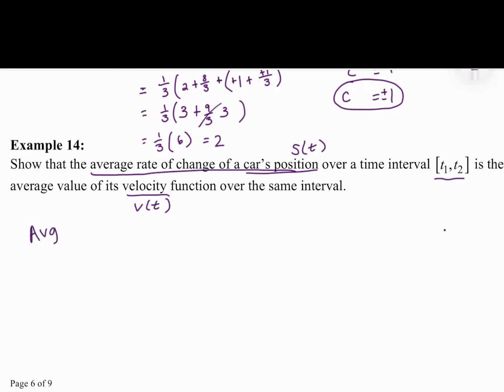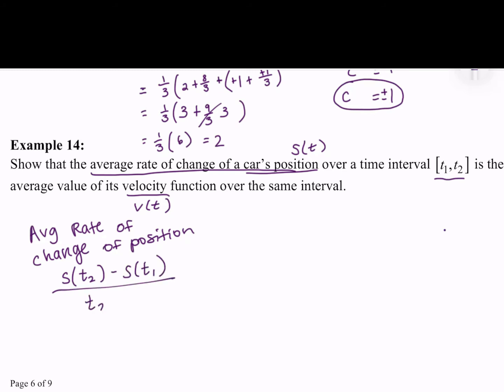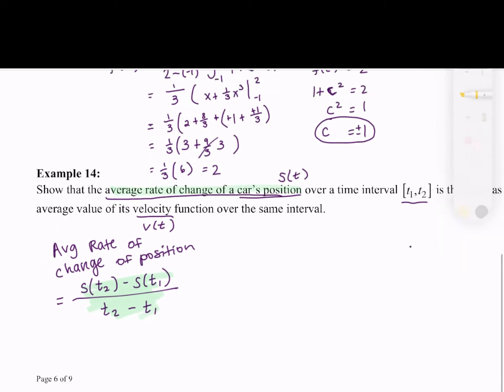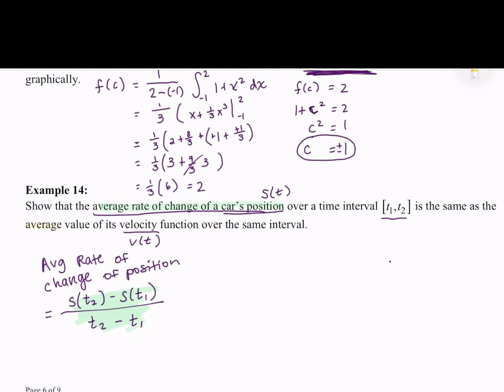So average rate of change of position, we'll use s of t2 minus s of t1 divided by t2 minus t1. This is the only information that we're given, so we're just going to use it in the general form. So here is what I got for that. Okay. The next thing we're going to solve out is we're going to need to show that it's the same as the average value of its velocity function on the same interval.